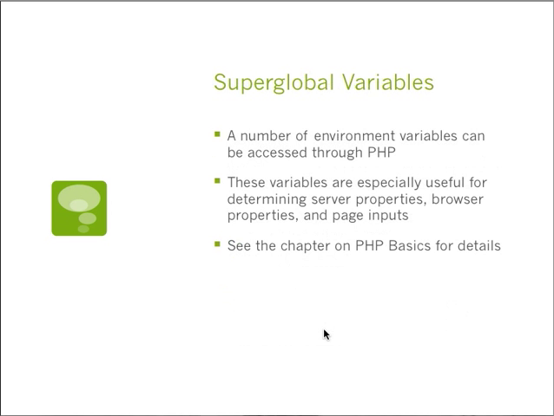Now there are a number of other kinds of variables in PHP. There are these things called super global variables that allow you to get access to environment variables within your program. This is especially useful when you need to get server properties or browser properties or page inputs and so forth. But I'll refer you to the text for information about all of the different super global variables that are available.